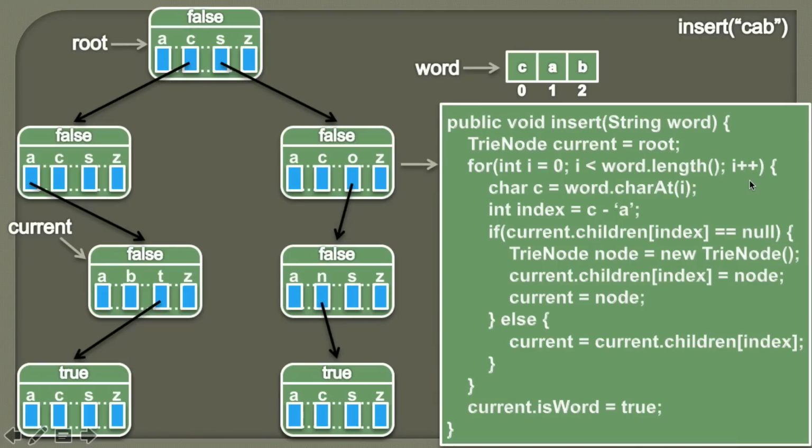Now after incrementing I by 1, I becomes 2. So now we will insert B. Then we will evaluate the index position of B by simply subtracting A from B. So it would give index as 1.